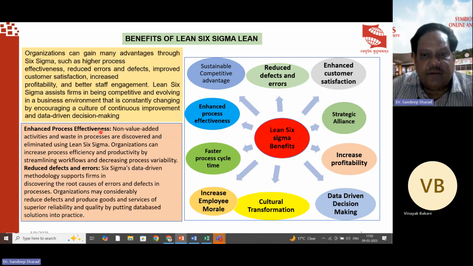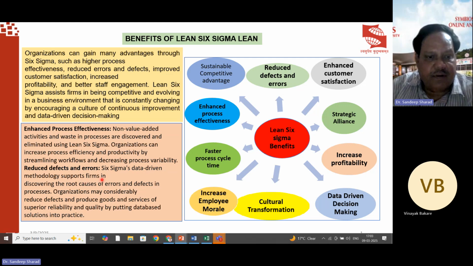Enhanced process effectiveness: non-value-added activities and waste in processes are discovered and eliminated using Lean Six Sigma. Organizations can increase process efficiency and productivity by streamlining the workflow and decreasing process variability.